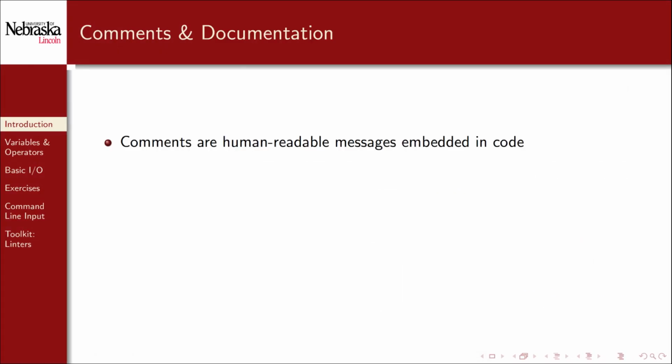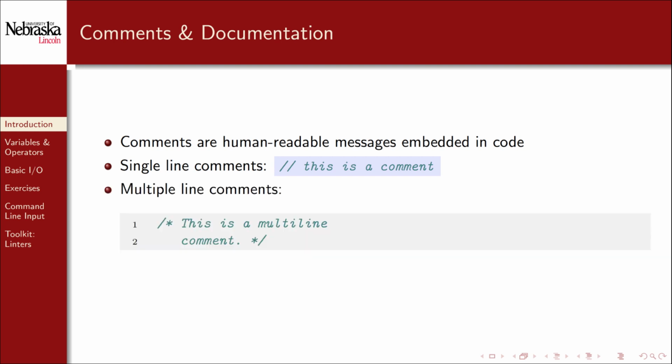Comments are human-readable messages embedded in code intended to communicate the functionality and intent of a program to another human. Ultimately, comments are ignored by the compiler and do not affect the resulting program. You can write single comments, which begin with two forward slashes. Everything after these forward slashes to the end of the line is ignored. You can also write multi-line comments that begin with a slash star and end with a star slash. Everything between these two elements is treated as a comment.